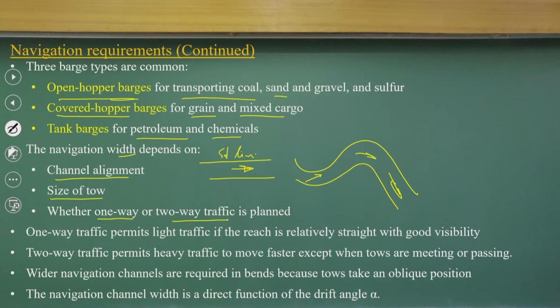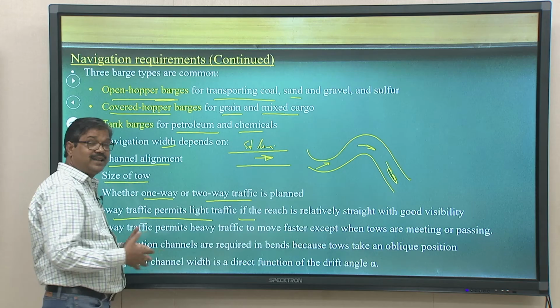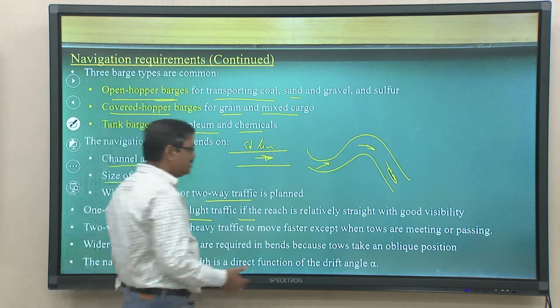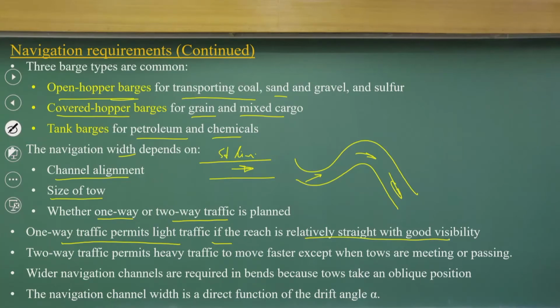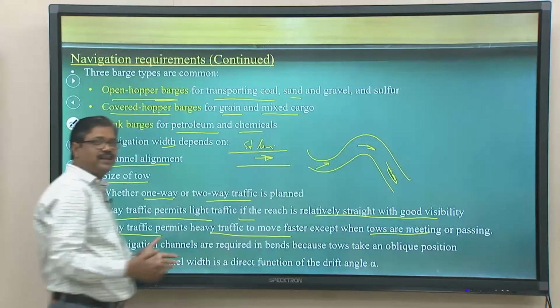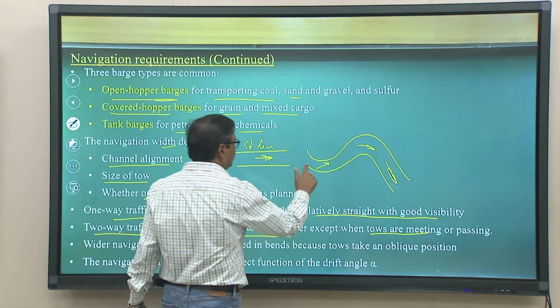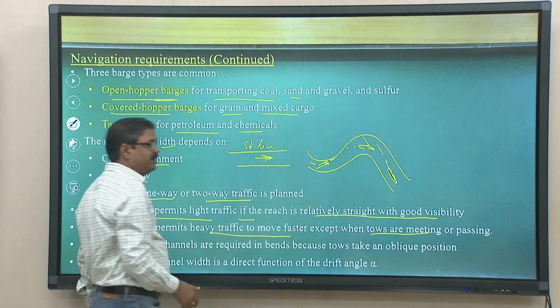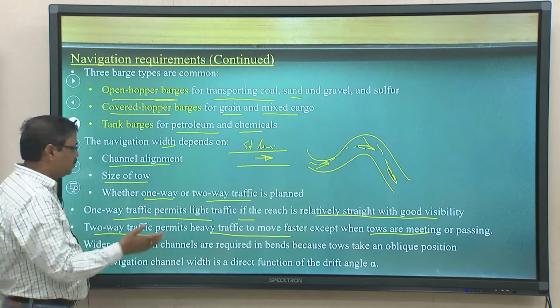We can think about whether we have one way traffic or two way traffic. For one way traffic, we can have signaling systems and also look at good visibility, so you have to know how much visibility we have. Two way traffic allows heavy traffic to move fast, but tows are meeting or passing. So, basically we try to know the tow spacing in case of river meanders and river bends.